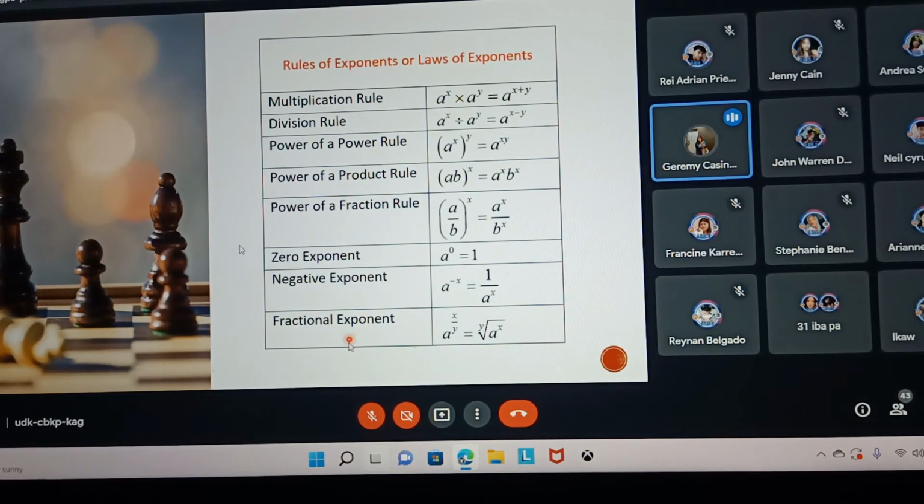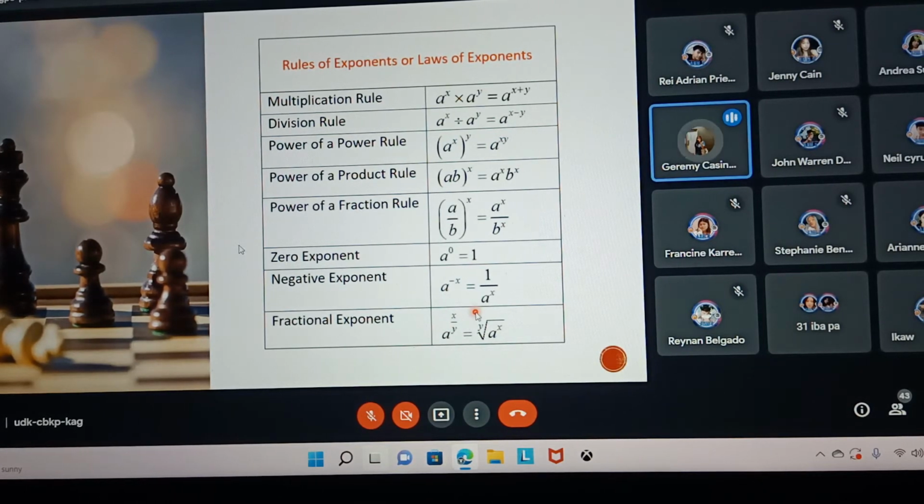Next, we have the fractional exponent. Okay, kapag sinabing fractional exponent, yung ating exponent is naka-fraction form. Okay, naka-fraction form ang ating exponent. Wherein, kapag ganito, magiging rational number or magiging rational form ang ating sagot.